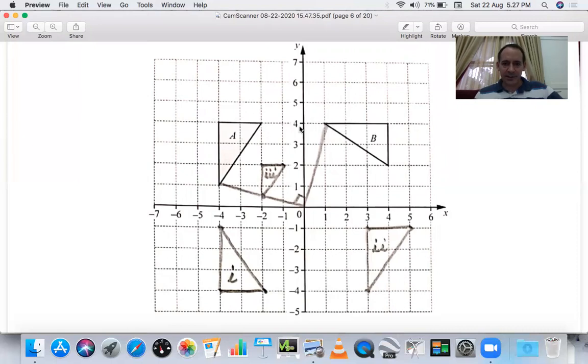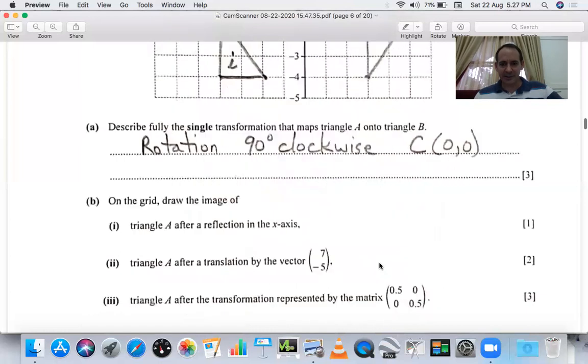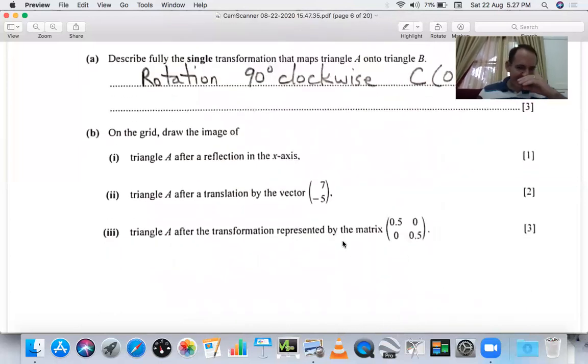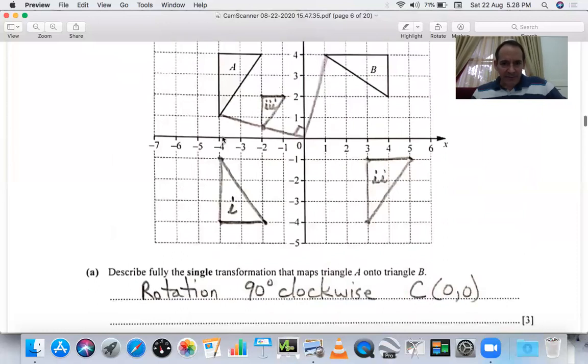And with this one here, over 7, down 5, and there's your 3 points, draw your triangle. The last one here is an enlargement. You recognize it from the matrix here. You have an enlargement of 0.5, and that means you take 1/2 of your values for your x and y value. So your -4 now shrinks to -2.